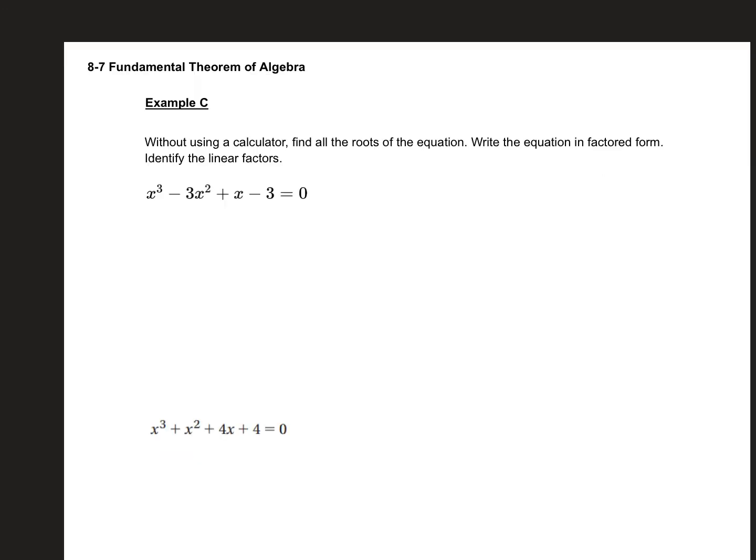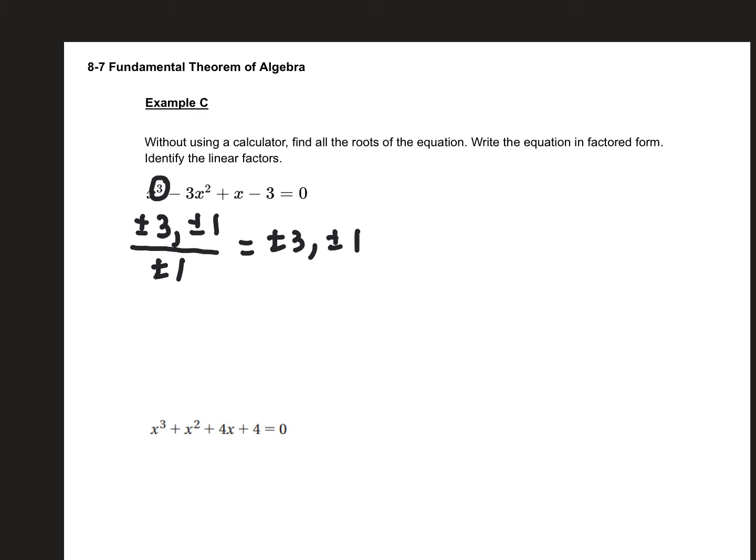Without using a calculator, find all the roots of the equation. We know that we have 3 right here. So that tells us we're going to have 3 roots because of the fundamental theorem of algebra. You have to find the factors of 3 and also find the factors of 1. And these are your possible roots. And we're going to use synthetic division to check which one could be a possible root.